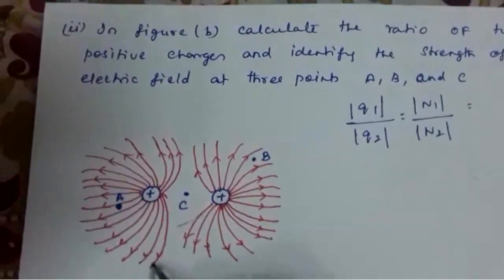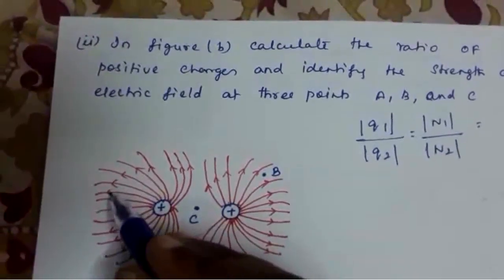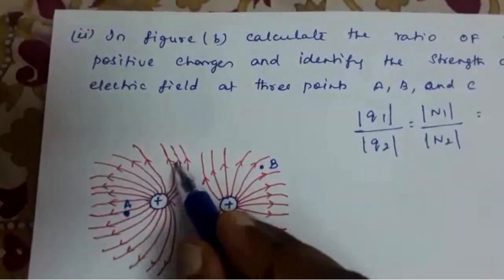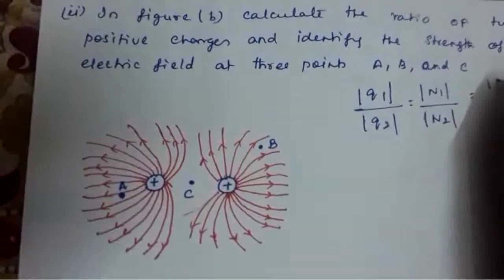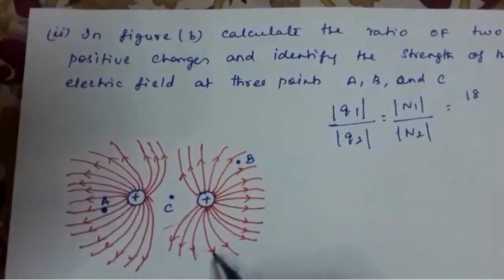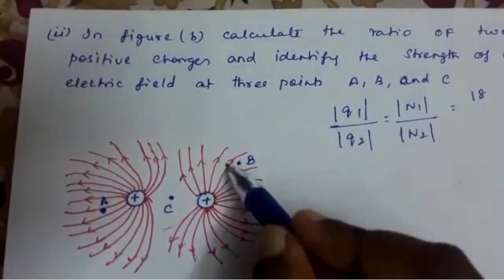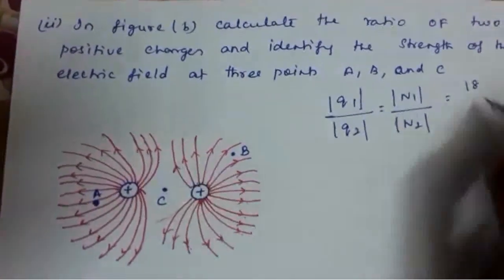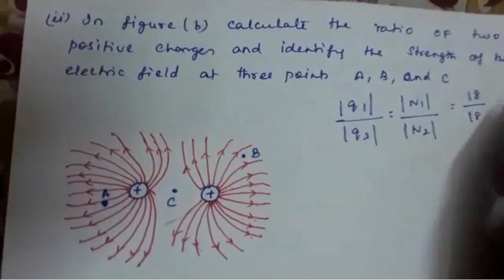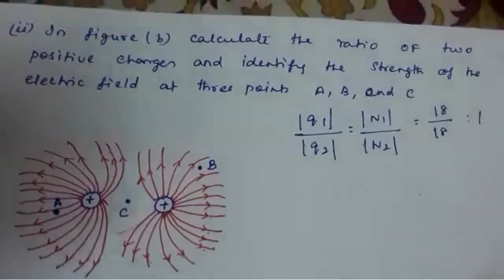Here we can count 1, 2, 3, and so on up to 18. Here N1 is 18. Here in Q2, counting 1, 2, 3, and so on up to 18. That is also 18. So the ratio is nothing but 1. It is equal.